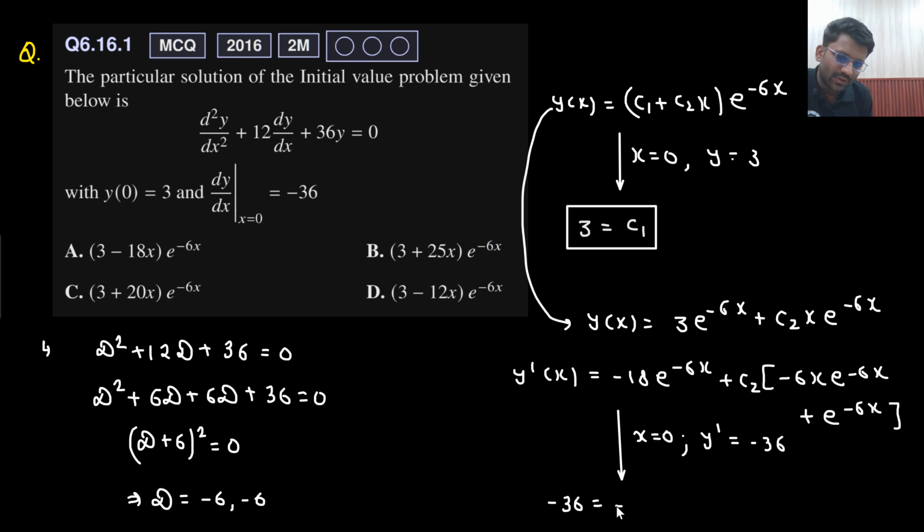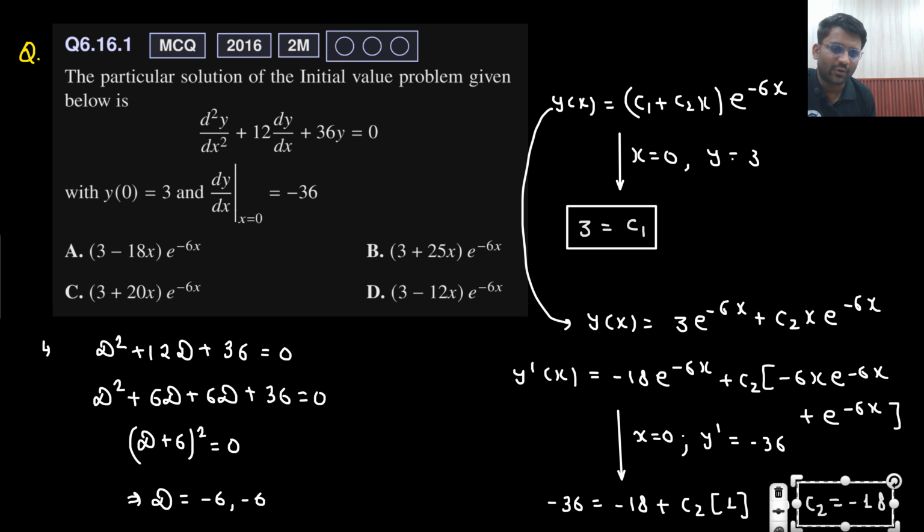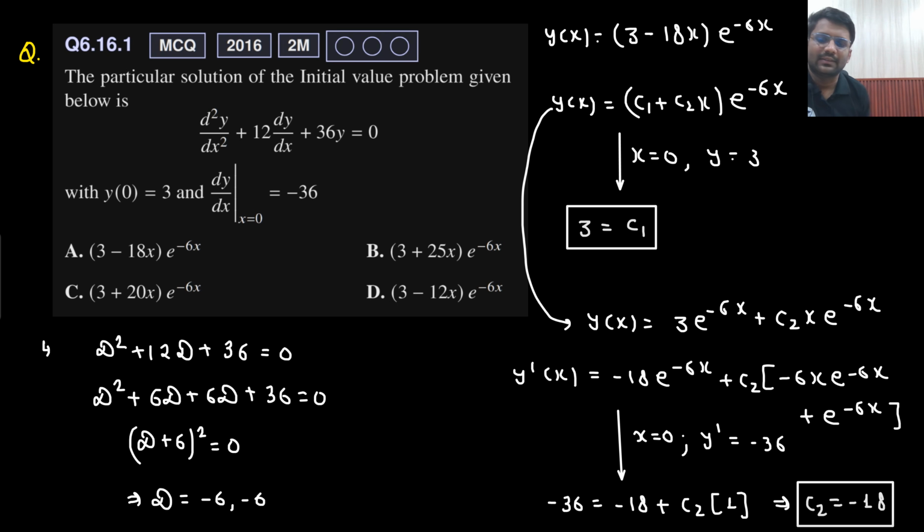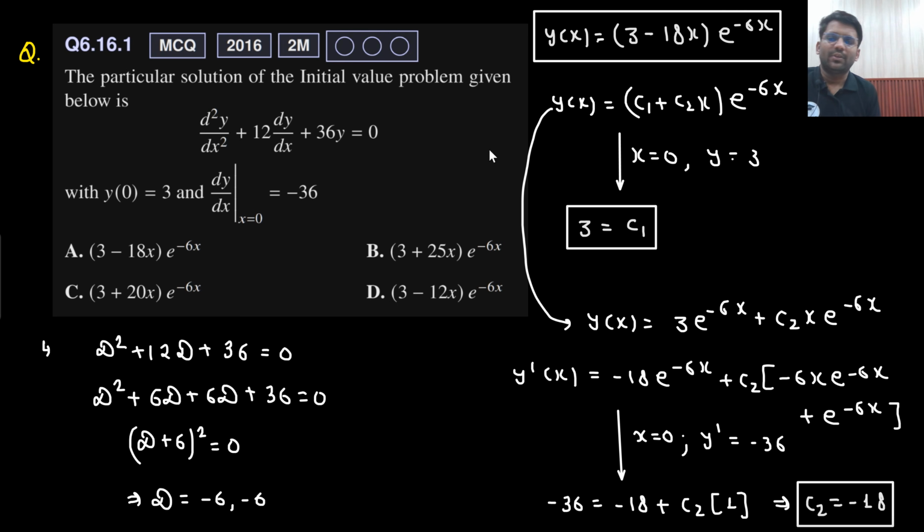Putting x equals to 0, this will become minus 18 plus c2 into 1. So what is the value of c2 you are getting? The value of c2 is coming out to be minus 18. The value of c1 is 3. So what is my y of x? y of x will be nothing but 3 minus 18x e to the power minus 6x. That will be the answer.